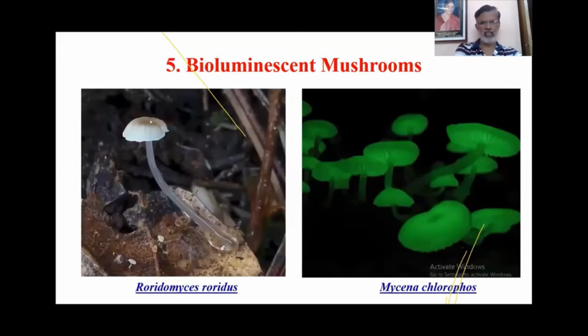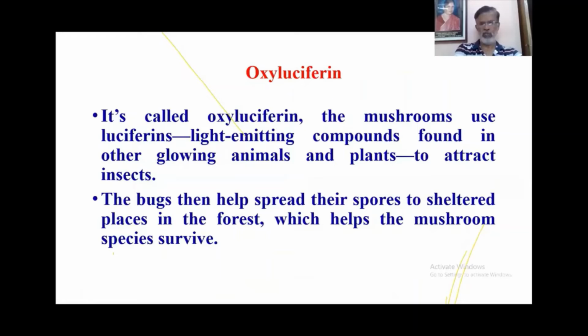Yeah, the fifth one is bioluminescent mushrooms. So far, we have been very keen on studying mushrooms only from the aspect of food. But there is also the other aspect where mushrooms become bioluminescent. They will give this luminescence at night when we look at them in the dark. The ones that you see are Roridomyces roridus and Mycena chlorophos. These are the two mushrooms that are bioluminescent. The compound is called oxyluciferin.